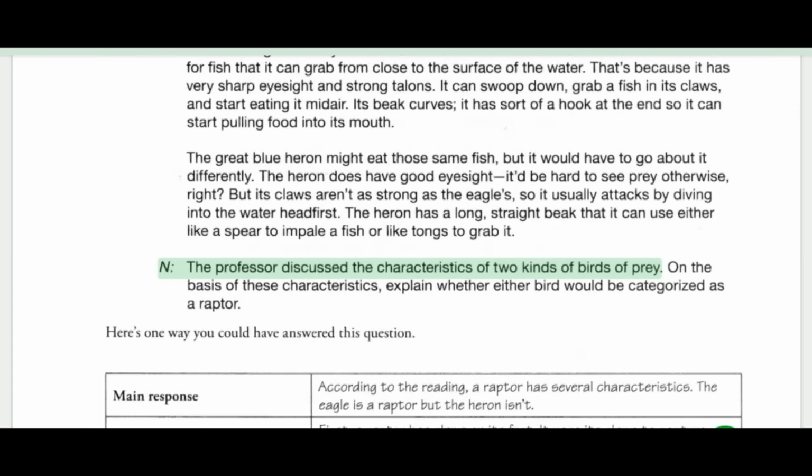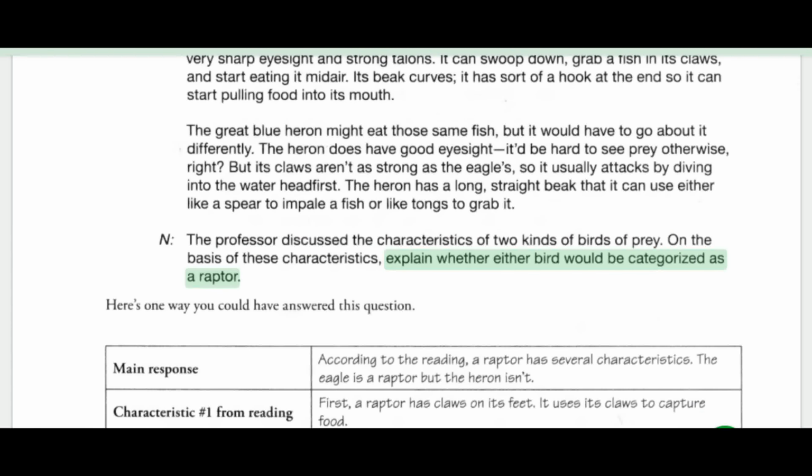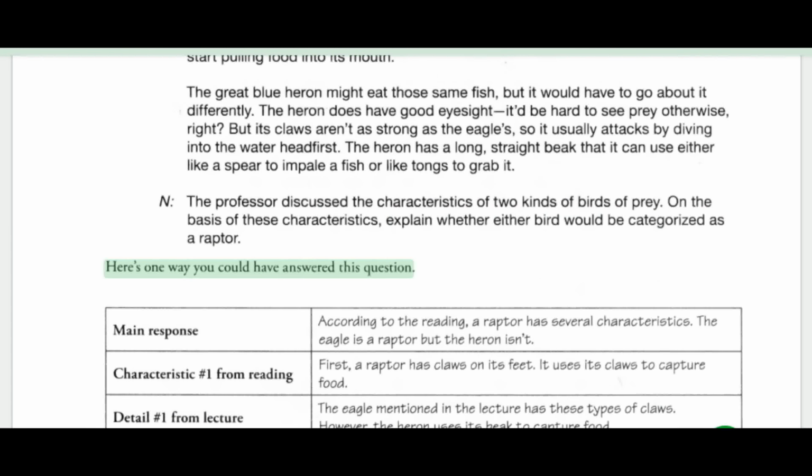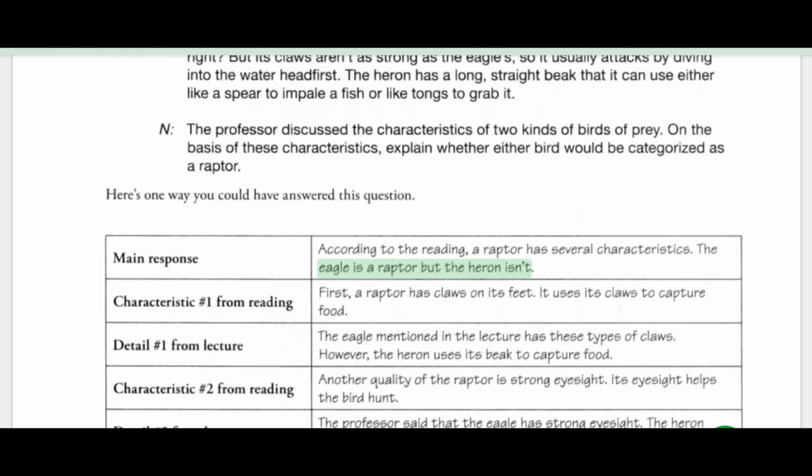The professor discussed the characteristics of 2 kinds of birds of prey. On the basis of these characteristics, explain whether either bird would be categorized as a raptor. Here's one way you could have answered this question. Main response. According to the reading, a raptor has several characteristics. The eagle is a raptor but the heron isn't.